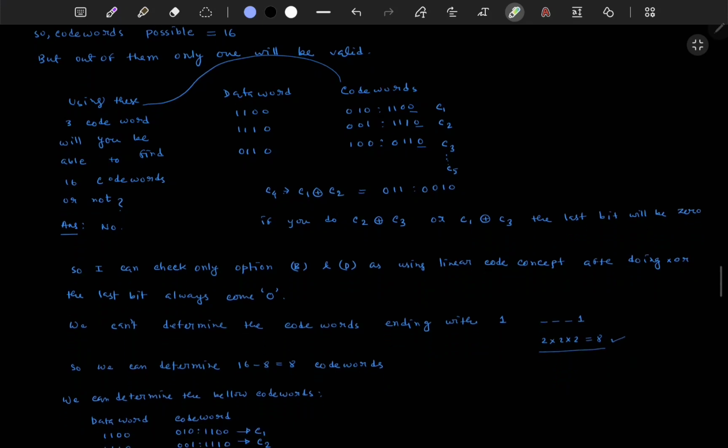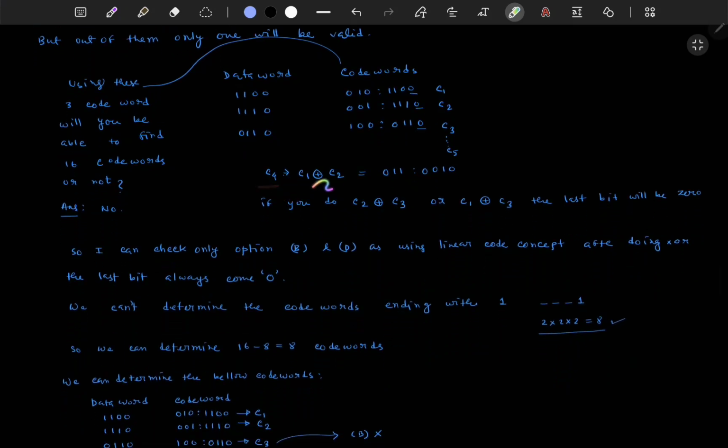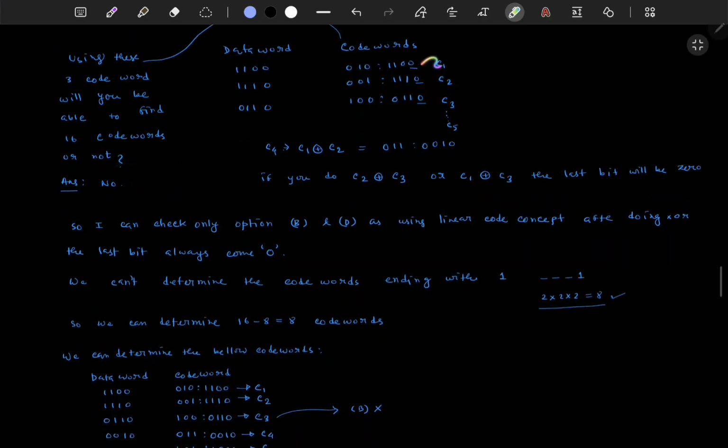Now here we are doing this C4, we are getting using C1 and C2 XOR, we are getting this. So if you do this C2 C3 or C1 C3, the last bit will always come 0, because 0 XOR 0 is always 0, and again 0 XOR 0 will also be 0. Okay, so using these 3 code words, will you be able to find 16 code words? Answer is no, because the last bit is always 0 here.